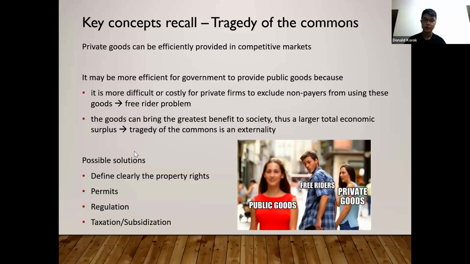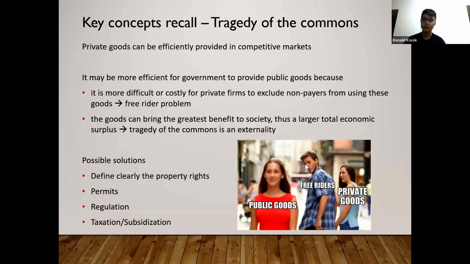Right, and at the bottom, we have some solutions to tackle the problem of the tragedy of the commons. So the idea is that if you would like to increase the consumption or production, then you use some tools to incentivize that, like subsidization. While if you would like to reduce the consumption or production of the good, then you use some tools to demotivate it, let's say regulation and taxation, something like that.